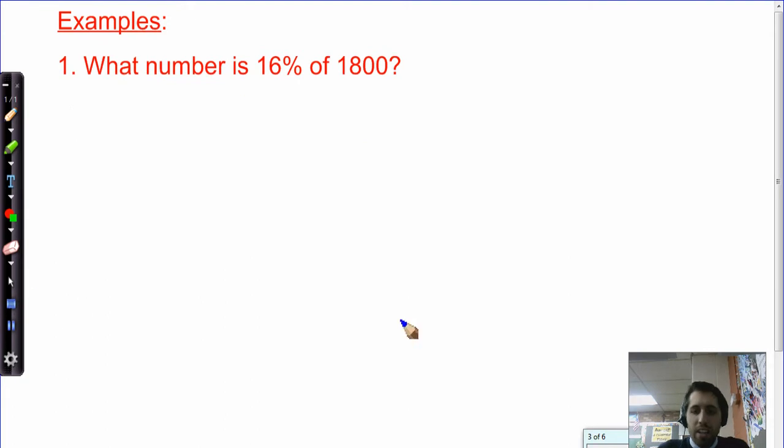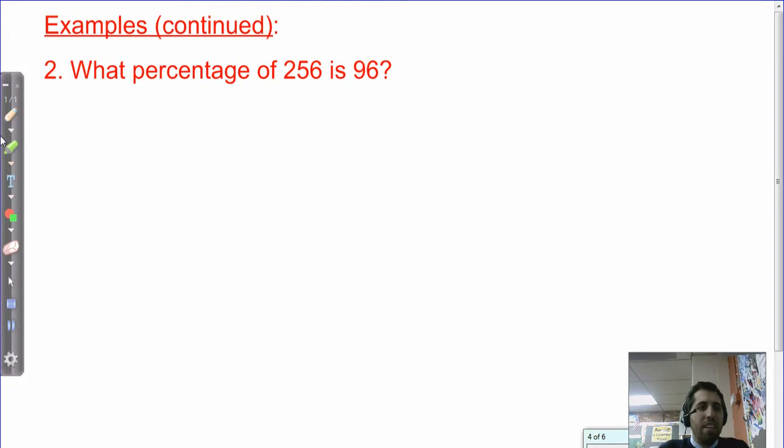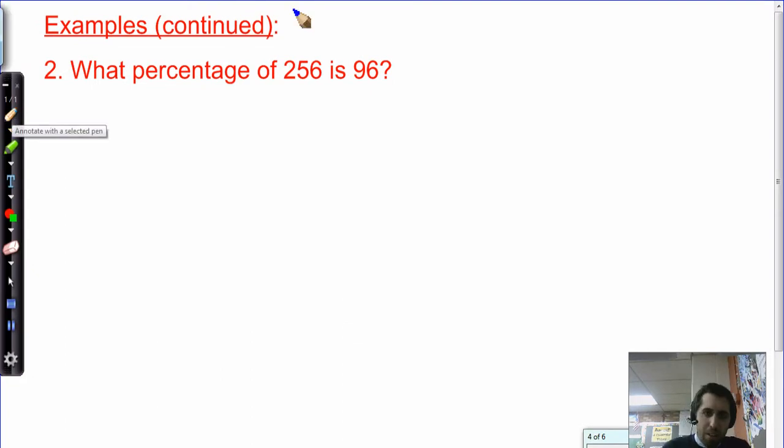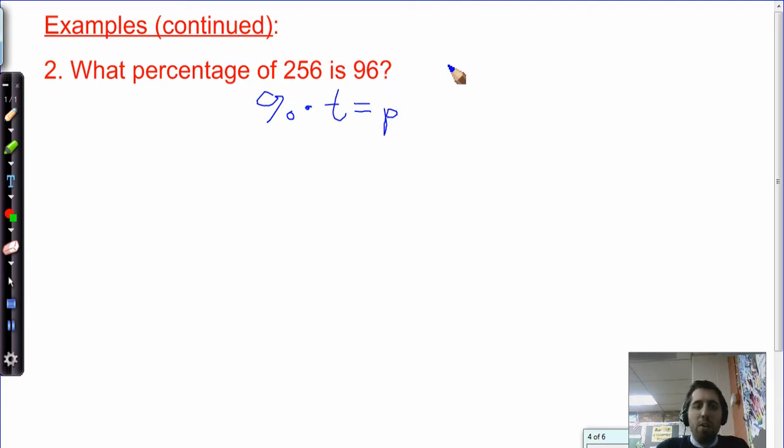Let's see another example. So here we go. This says, what percentage of 256 is 96? So again, same equation. We're just going to say percentage times a total should give us a part. Now, which is which? We don't have a percentage here, so we have a total and a part. What percentage of the total? So we use of, and usually after that comes our total.